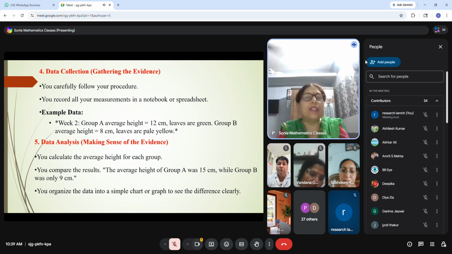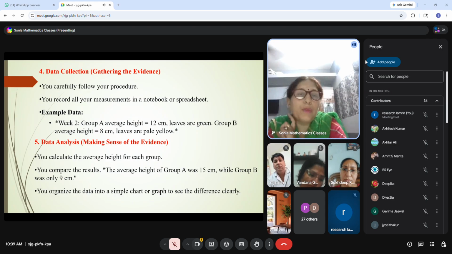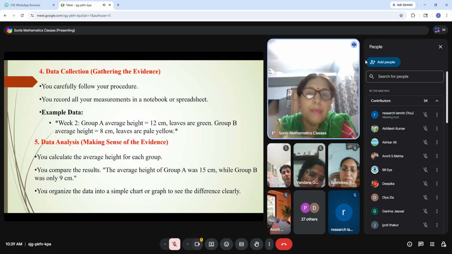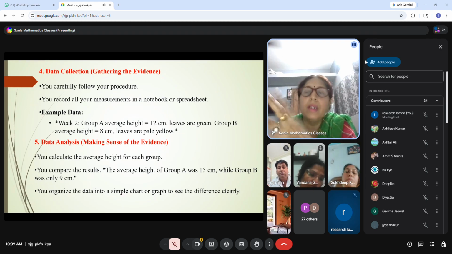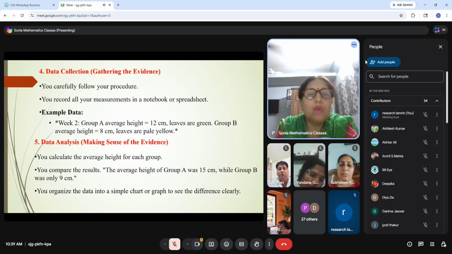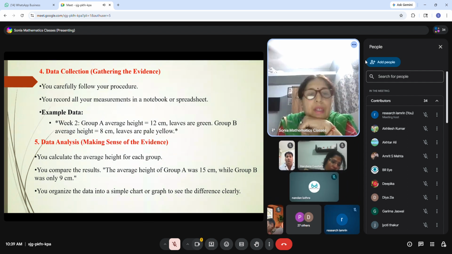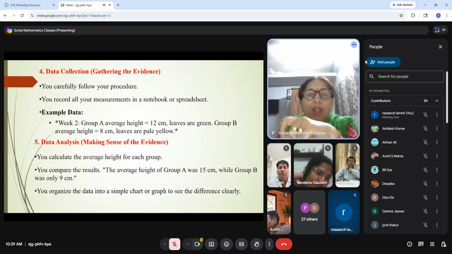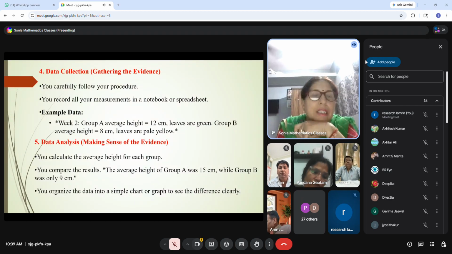अब यहाँ से डेटा कलेक्शन क्या हुआ? With gathering the evidence, you carefully follow your procedure. That is, you record all your measurements in a notebook or a spreadsheet. For example, in week 2, group A average height is 12 centimeters, leaves are green. And group B average height is 8 centimeters and leaves are pale yellow. This is the data we have noted down, we have collected during our research.